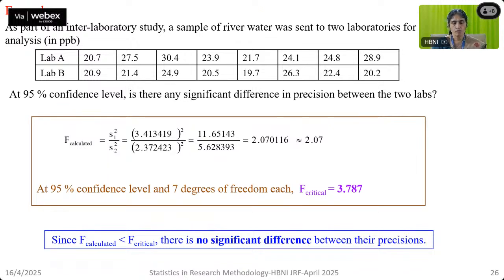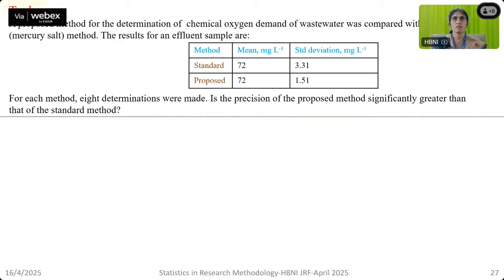At 7 degrees of freedom for each numerator and denominator, the critical value is around 3.787 as we read from the F table. Since the calculated F value, that is 2.07, is less than the 3.787 critical value, there is no significant difference between the precision of the two laboratories. Both are comparable in performance. We cannot differentiate which lab is a better performer. As far as this test is concerned, both are equal performers.